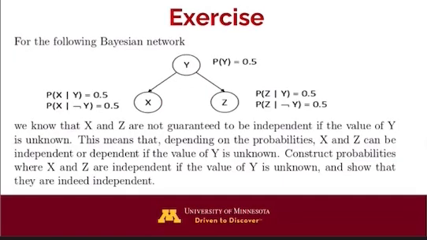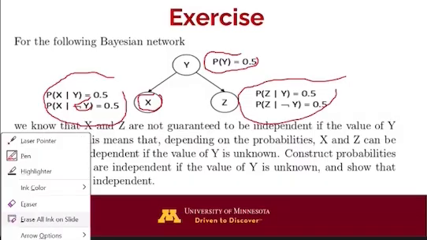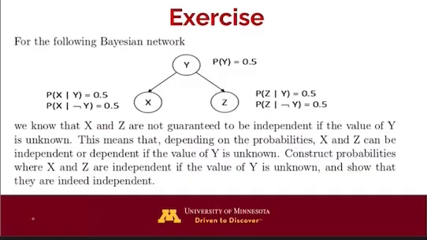Now, this is another example. You are given this. They gave you the probability of y, and x depends on y. And they gave you the probability of s given y to be 0.5, and probability of s given not y, the complement of y. The question is saying we know that x and z are not guaranteed to be independent if the value of y is unknown. Don't forget, they are only independent if y is observed. That's conditional independence.